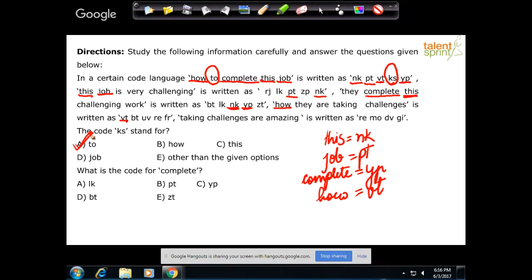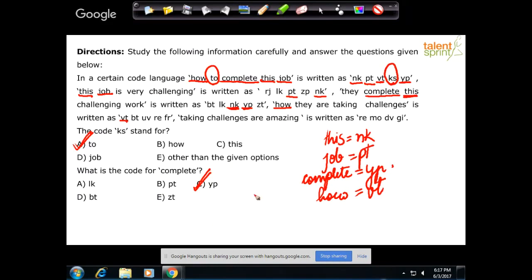Now let us move on to the word complete. Obviously, complete is what we have already done. Complete is YP. Now, yes, the answer to the first question is part A, to, and the answer to the second is C, YP.